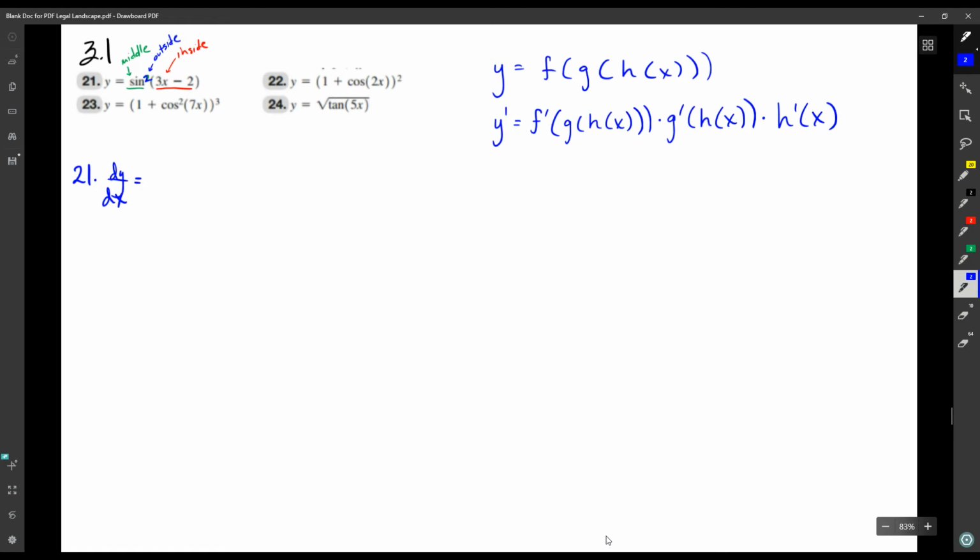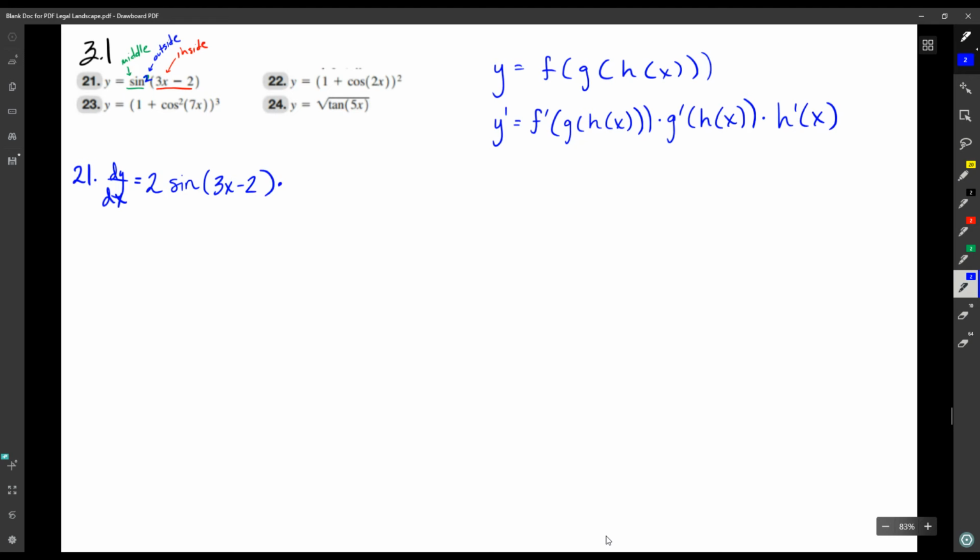So let's get on with dy dx. In this case, first differentiate the outside, leaving the middle and inside alone. So 2 comes to the front. We leave alone the sine, which is the middle function. We're reducing that power of the 2 by 1, so now it's just sine to the first, of 3x minus 2.